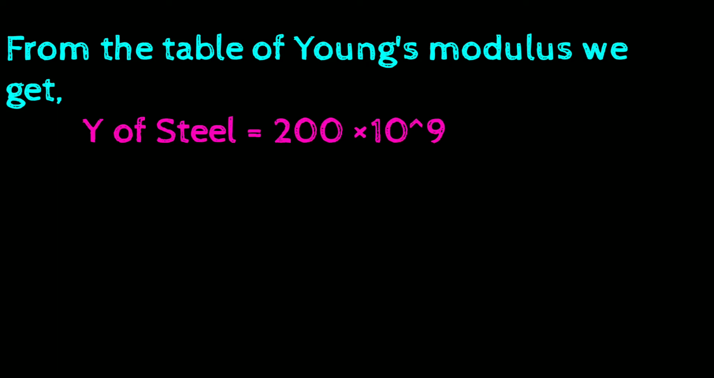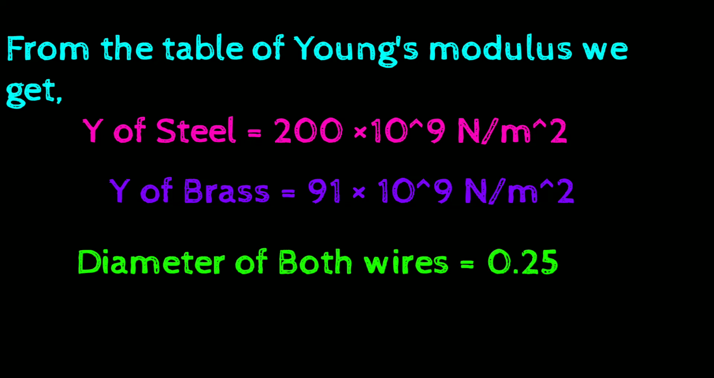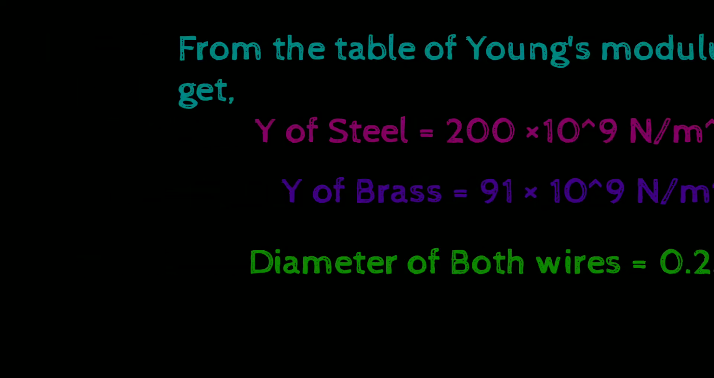Now firstly, from the table of Young's modulus we get the Young's modulus value of steel equals 200 into 10 to the power 9 Newton per meter square, and Young's modulus of brass equals 91 into 10 to the power 9 Newton per meter square, and diameter of both wires equals 0.25 cm.